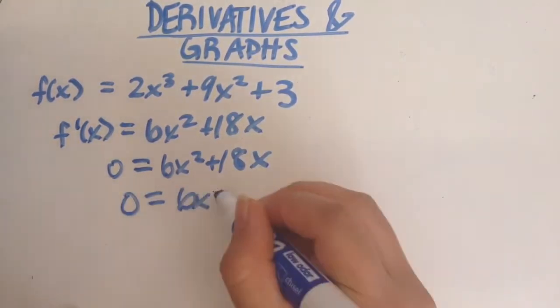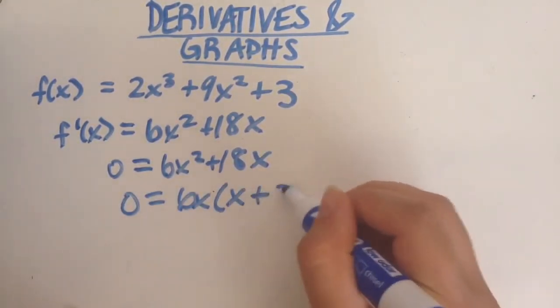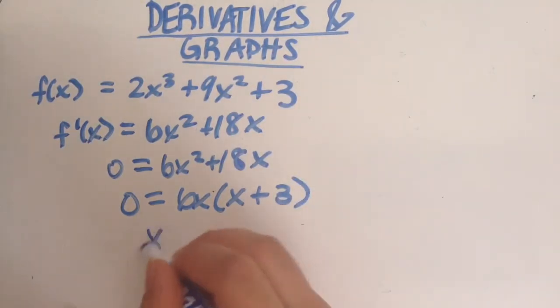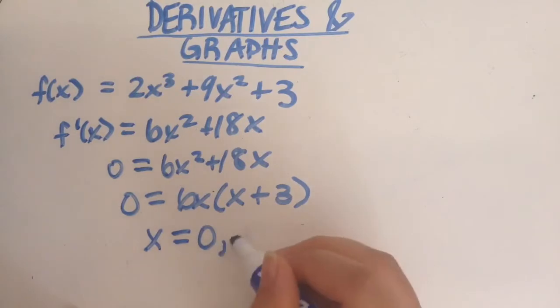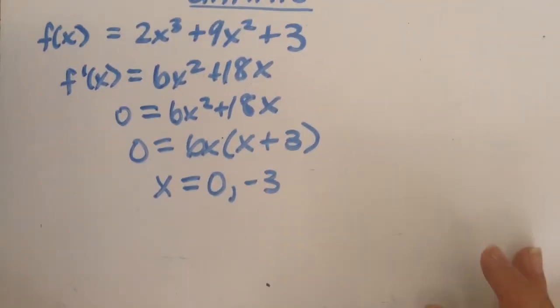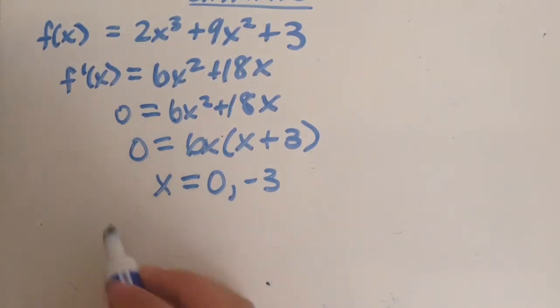Factor out the 6x. And now we can say that f prime of x equals 0 when x equals 0 or negative 3. So now that we've found the critical numbers, we're going to create a number line.